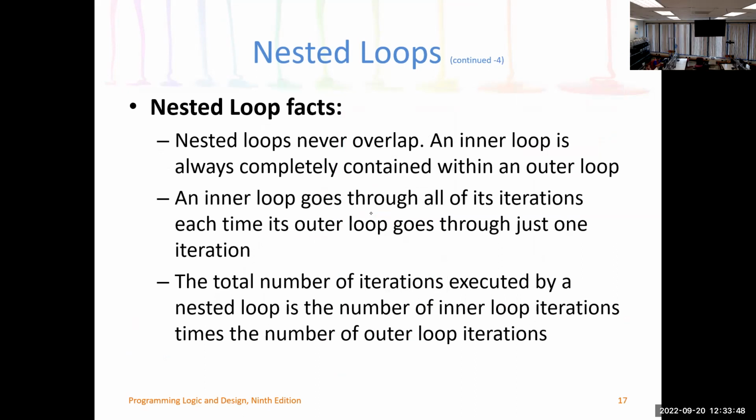And the total number of iterations in a nested loop is the number of inner loop iterations times the number of outer loop iterations. Think about this one, right? You have each part, you have the 3 questions, and you have 5 parts. So the total iteration is 50 here.